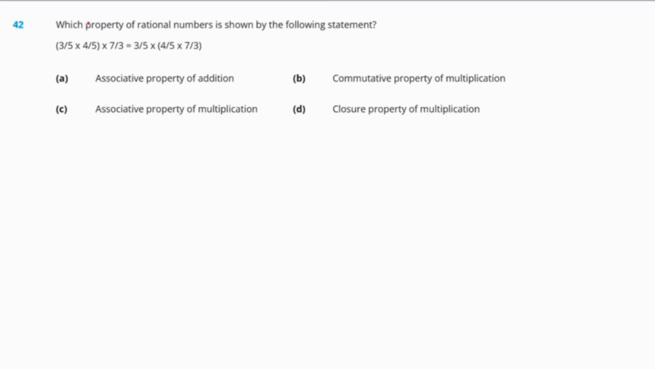Next question is, which property of a rational number is shown by the following statement? 3 by 4 times 4 by 5 times 7 by 3 is equal to 3 by 5 times 4 by 5 times 7 by 3. That is the associative property of multiplication, which is option C.